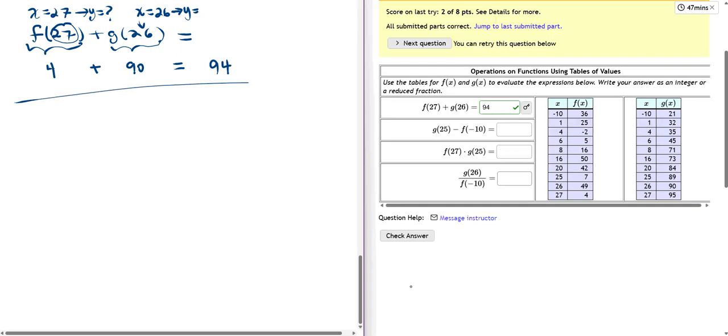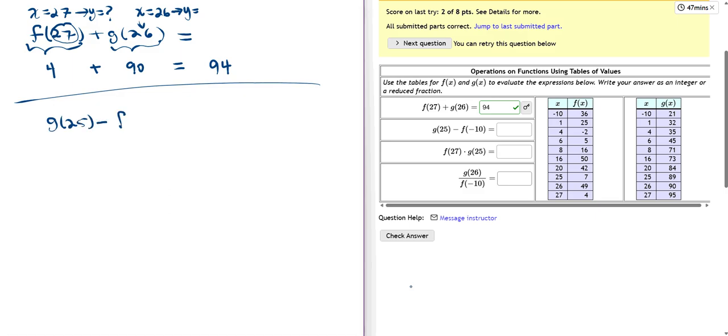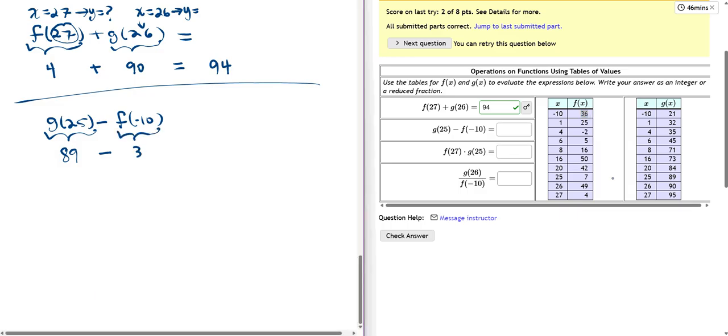Then the next one, g of 25 minus this time, f of negative 10. Okay, so g of 25. What is g of 25? In the second table where x equals 25, I find that g of x equals 89. So let's replace that. I'm going to subtract. Going to the f table where x equals negative 10, I find that the function value is 36. So I'll replace that with 36. Then we'll just subtract those, and I will get 53.